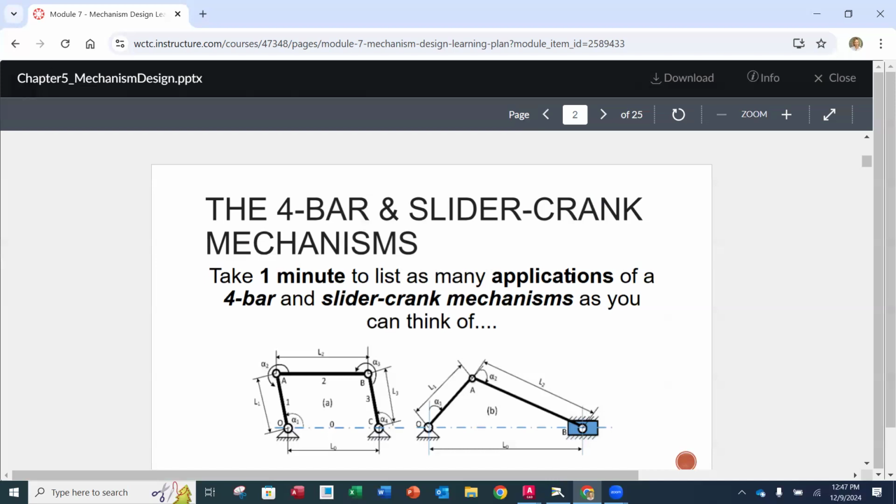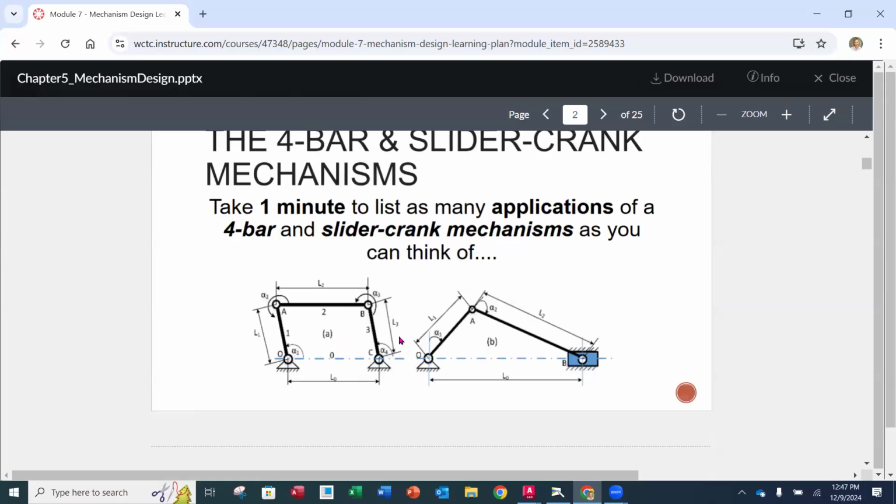It's been a little bit since we have worked on these types of kinematic diagrams. I want you to just take a minute, 60 seconds, to list as many applications of a 4-bar mechanism and a slider crank mechanism that you can think of. Just get out a piece of paper, for your eyes only. I've got 2 basic diagrams down here of a 4-bar mechanism and a slider crank mechanism. These are those stripped down kinematic diagrams, simplified versions that we see.